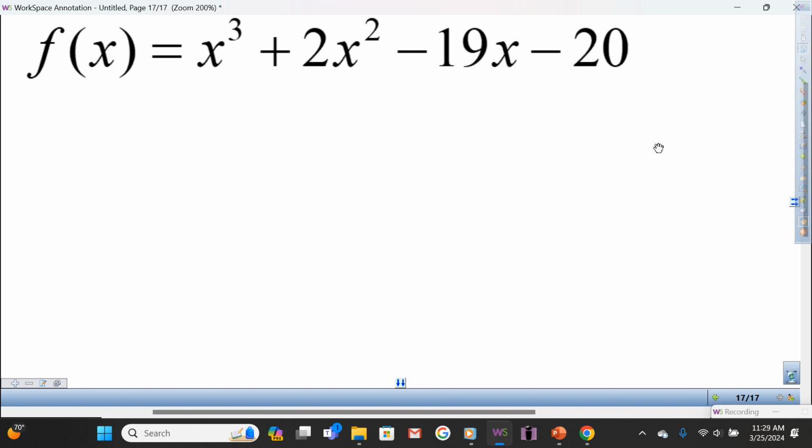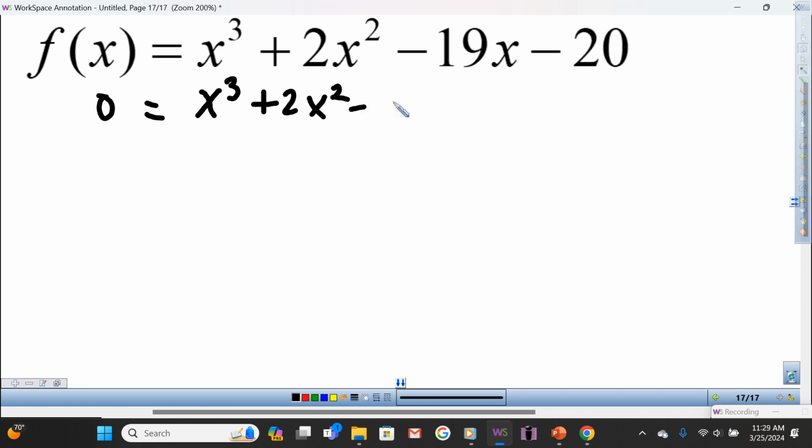Here we go. So in order to solve a polynomial equation, just like quadratic equations, the first step is to change our equation equal to what? 0. So I'm going to do that really quick. Next, look up, please. Write your utensils down. Pay attention. Here we go.